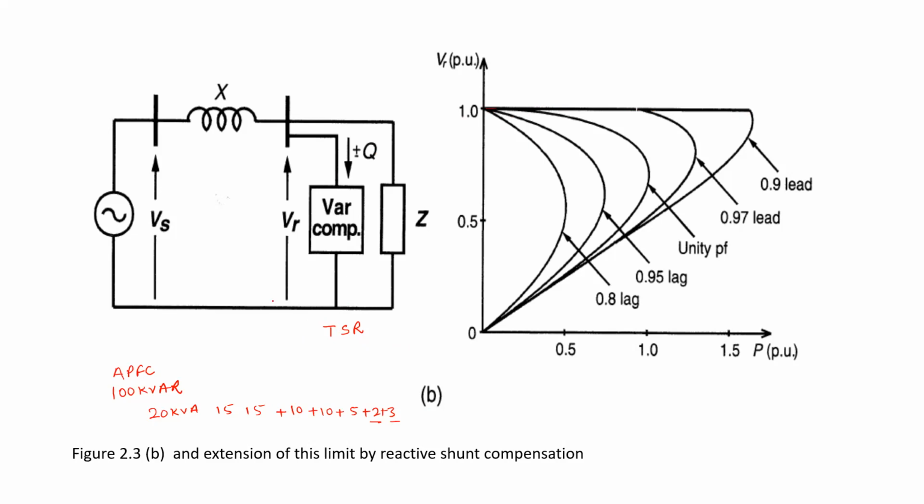Now in the next lecture, we will see the improvement of transient stability with the help of shunt compensation. So before going to transient stability, it is necessary to understand what is meant by transient stability and how it is judged with the help of the equal area criterion.